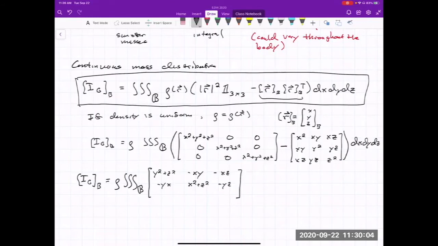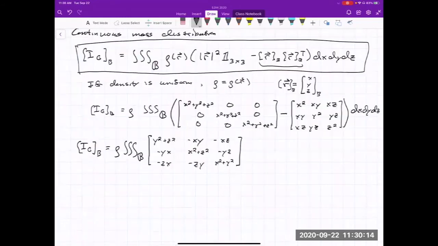Put the little end brackets there. X squared plus y squared. Now, each of these elements, so put the density back in there. It's common to write the entries.